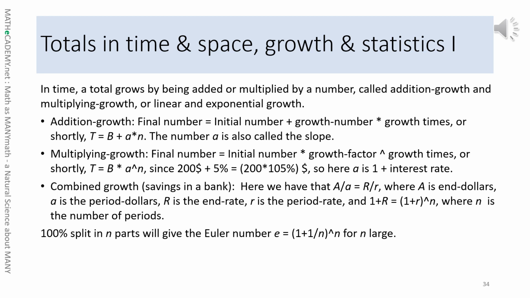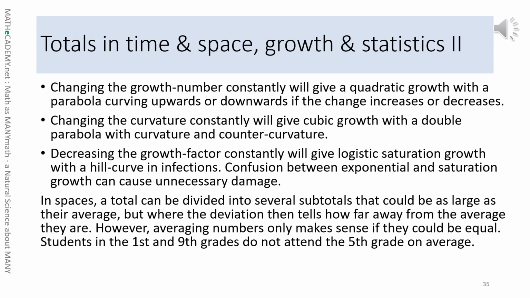Here we have that major A over minor A is the same as major R over minor R, where major A is the end dollars, minor A is the period dollars, major R is the end rate, and minor R is the period rate, and 1 plus major R equals 1 plus minor R to the power n, where n is the number of periods. 100% split in n parts will give the Euler number, e equals 1 plus 1 over n, to the power n, for n large.